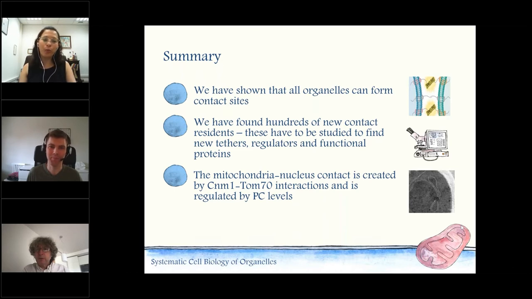So our hypothesis for now is that they might exchange PC, so phosphatidylcholine, between them. Once PC is formed in the ER, it has to go back to mitochondria somehow. So we think that this might be a way to transfer this phospholipid. And we know that transfer of phospholipids occurs in other contact sites, in the mitochondria ER contact, for example.